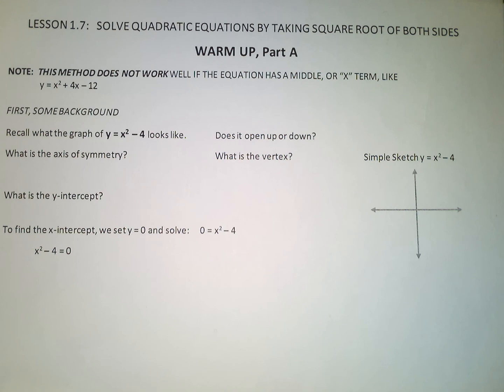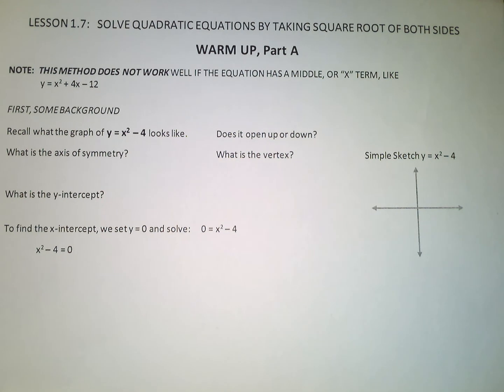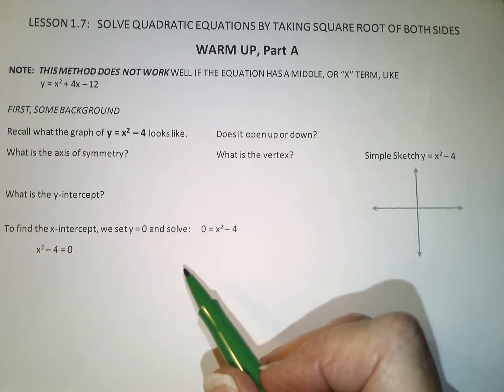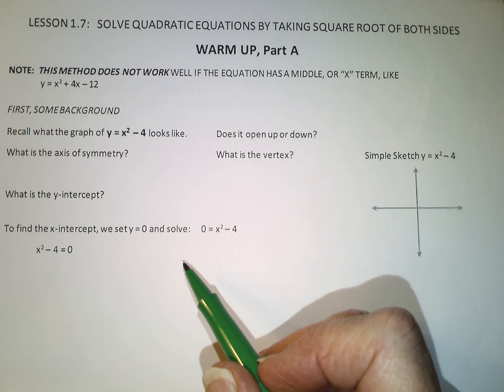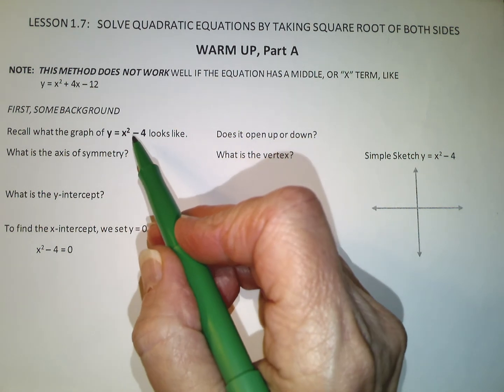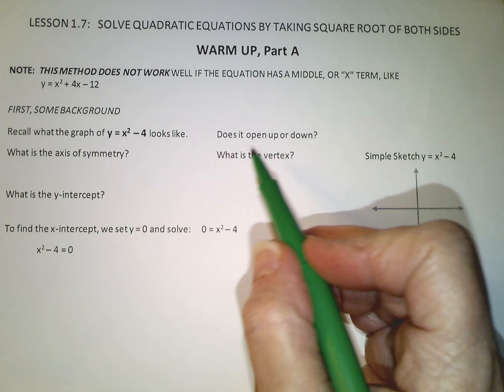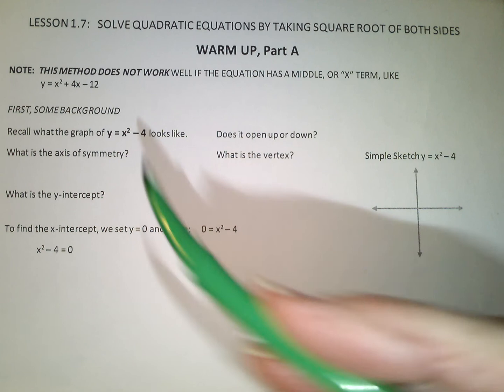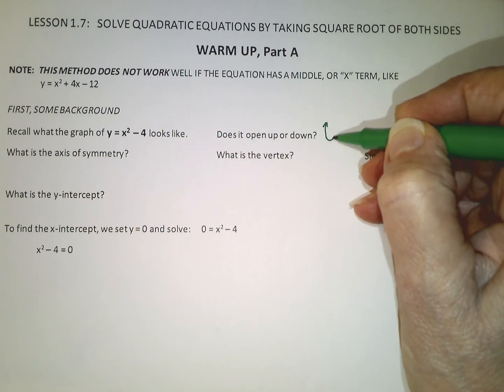First, some background, and I do have a reason for this, honest. Would like to take us back to where we were sketching the graphs of quadratic equations. So if we have this equation, it does not have a middle term. Does it open up or down? Well, the x squared is positive, so it must be opening up.